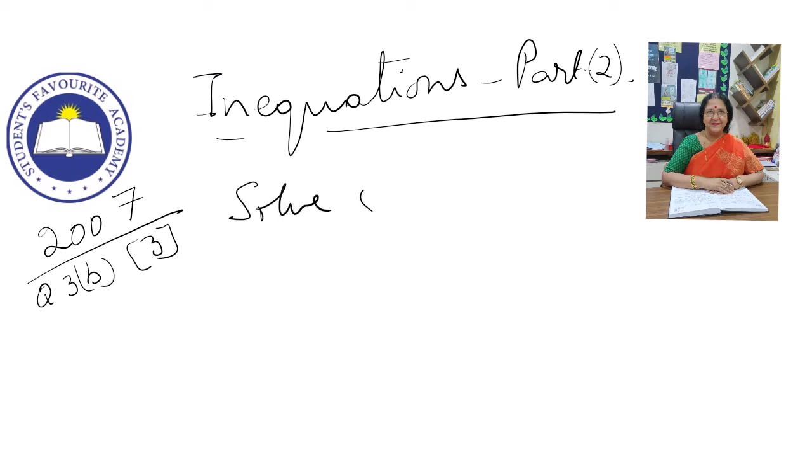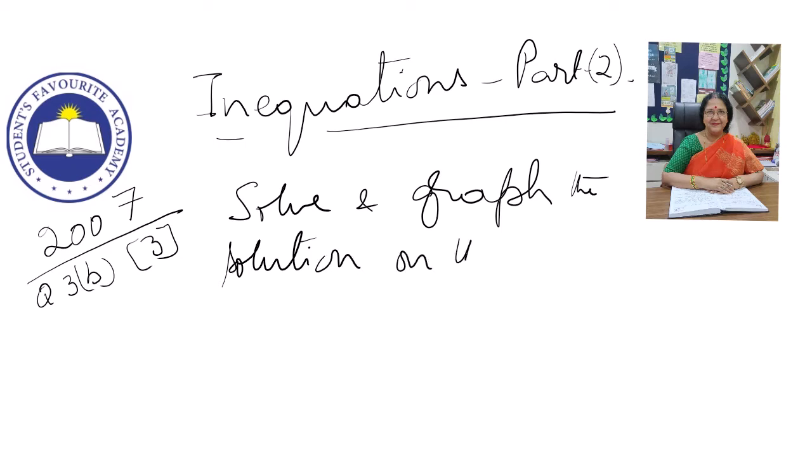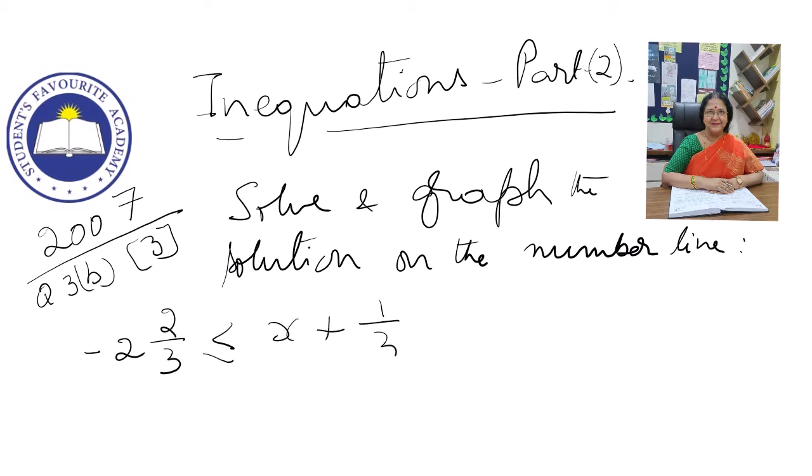Solve and graph. They write graph, but don't worry, graph means that number line you have to draw. Graph the solution on the number line. Okay, the question is minus 2 upon 3 is less than or equal to x plus 1 upon 3 is less than 1 upon 3, x belongs to R. R means real numbers.